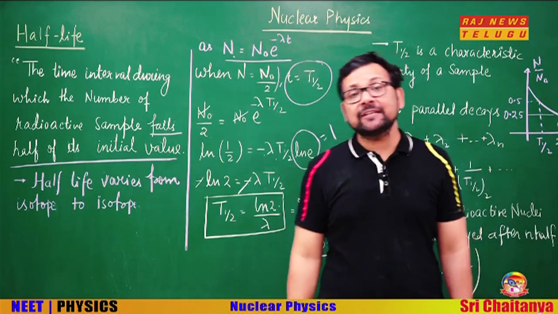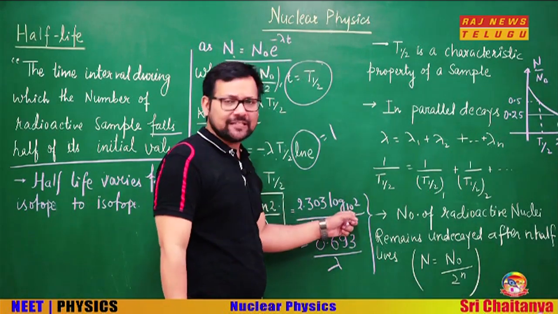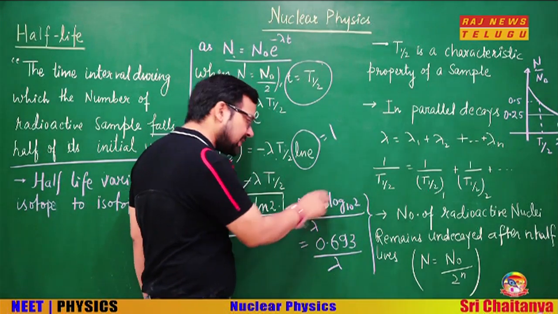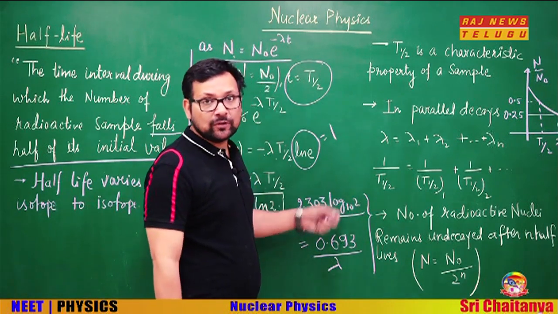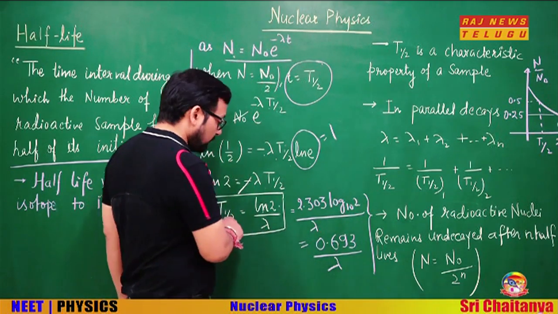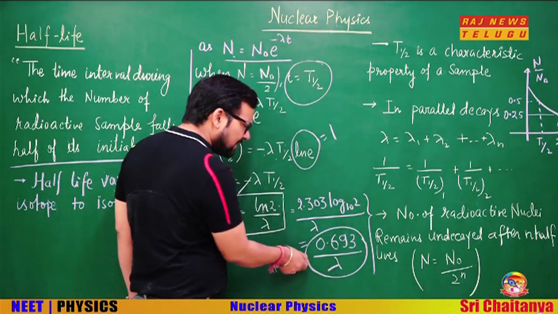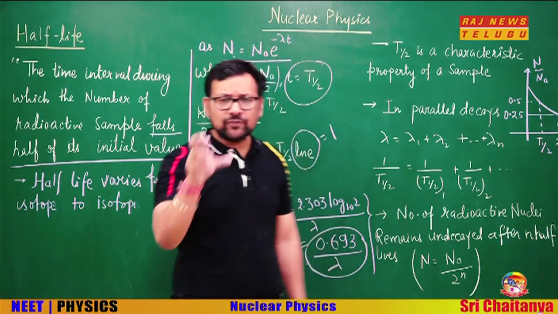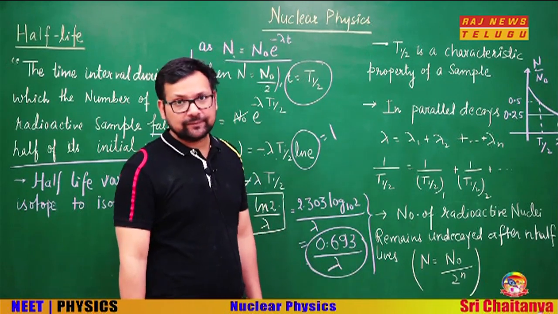Ln 2 can be converted into a numerical value by log 10 base 2. The conversion is ln equal to 2.303 log. When you put the value of log 2, what you will get? T half-life is 0.693 by lambda. This is the formula that we most frequently use. Half-life is 0.693 upon the decay constant.